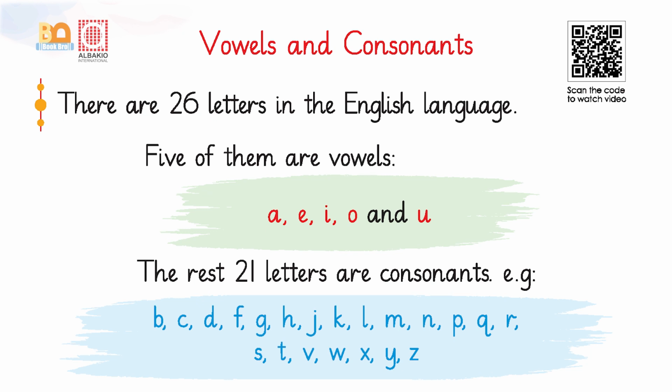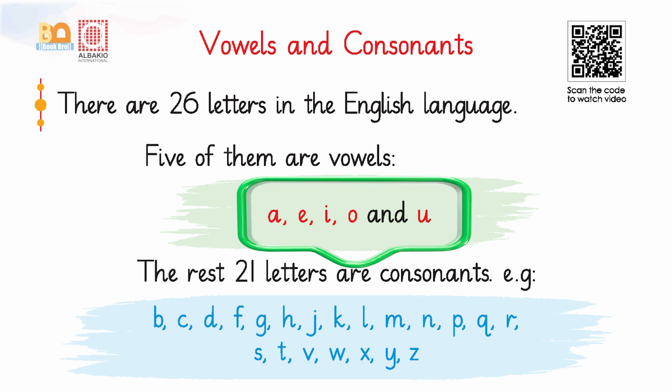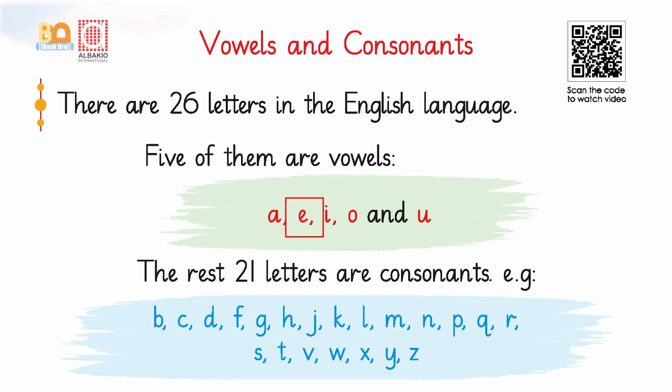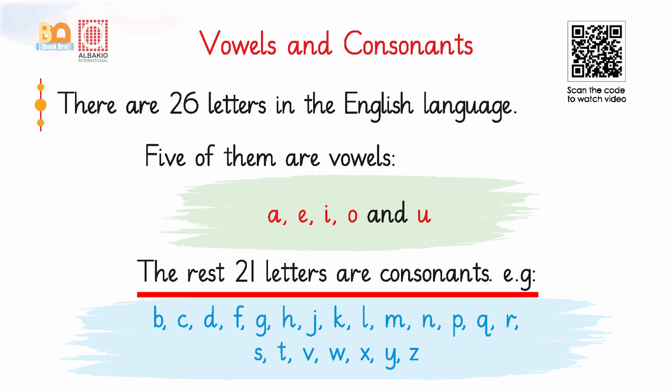Can you please tell me how many vowels are there in English language? There are 5 vowels in English language: A, E, I, O and U. And the rest 21 letters are consonants.